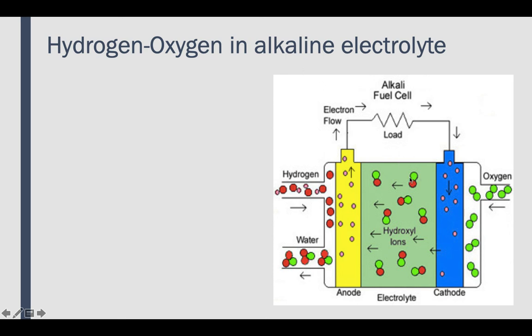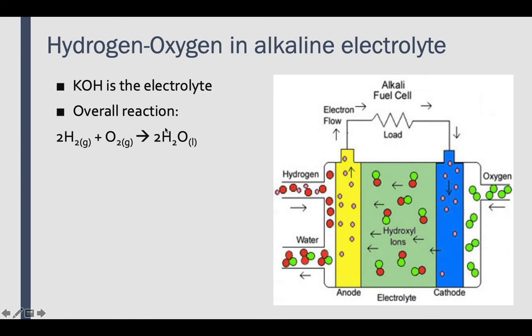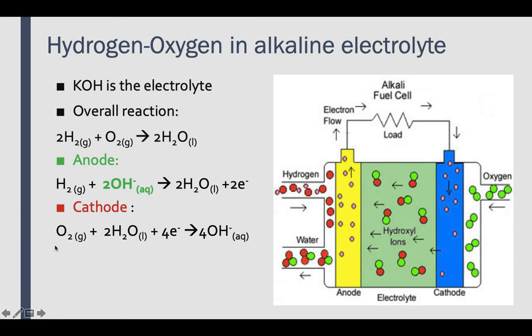If we swap the electrolyte to a basic alkaline electrolyte, then the reaction is slightly different. In this case, we're using potassium hydroxide as the electrolyte. We know that the overall reaction for all hydrogen fuel cells is hydrogen reacting with oxygen to produce water. So our anode reaction becomes hydrogen reacting with hydroxide to produce water. And our cathode reaction becomes oxygen being reduced in water to produce hydroxide.